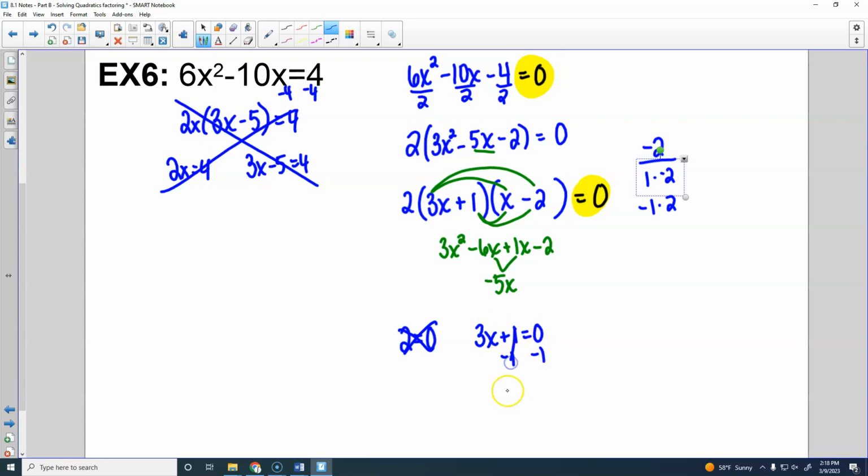Good. 3x will equal negative 1, and then what will I get, Giancarlo? Good. We'll divide by 3, and we'll get negative 1/3. So that's one of our answers. And then the last one is x minus 2 equals 0. Again, if you want to do this part in your head, it's fine with me if you don't write it, because you're just picking the opposite number here. You'll get x equals 2 for that. So we got negative 1/3 and positive 2.